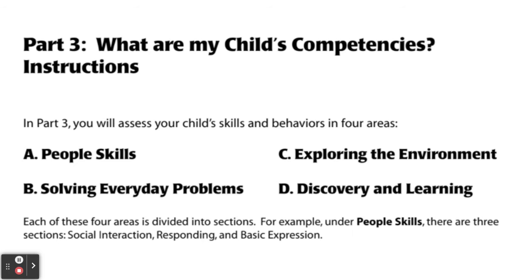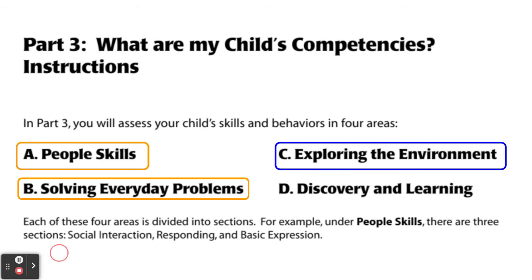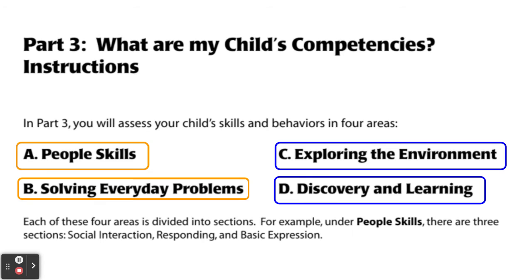Part 3 is where you really buckle down and start to think about your child's competencies in these 4 separate areas. First one is people skills. The second one is how your child solves problems. The third is exploring the environment. And the fourth is how does your child discover and learn new things?